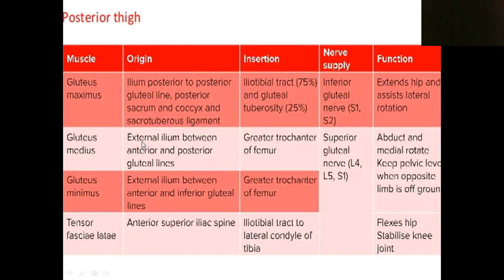Origin from the external surface of the ilium between the anterior and posterior gluteal lines, inserted to the greater trochanter. It is supplied by the superior gluteal nerve. Gluteus medius and minimus are both supplied by the superior gluteal nerve, and these are the abductors of the hip joint. Not only the abductors, some fibers help in medial rotation.